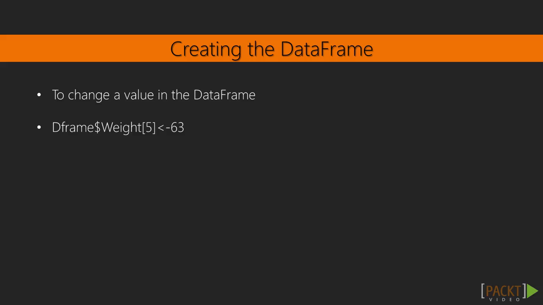To access or change a single value in the data frame again reinforces the concept of the data frame being multiple vectors. The example shows that the fifth element in the weights column is incorrect. The weights column is accessed through the dollar notation, and the fifth element can be accessed as shown. In this video, we have looked at the data frame, how it is created, and how data can be added, altered, or removed.